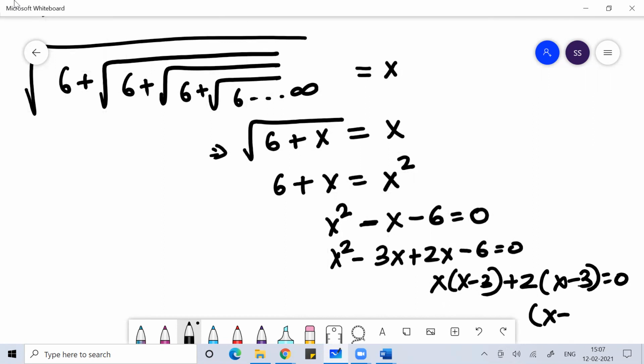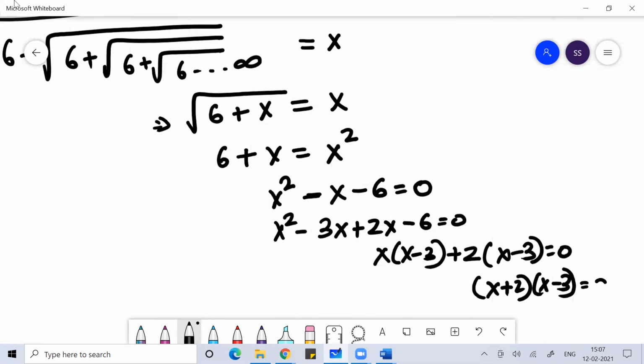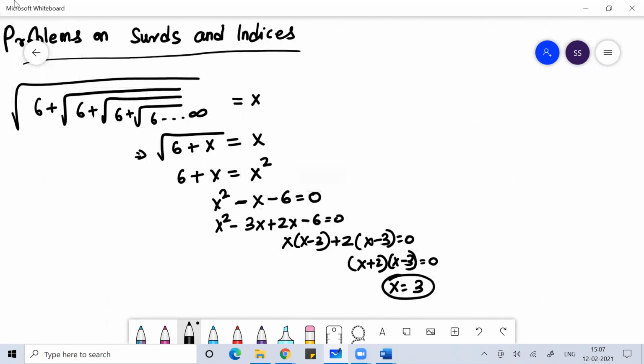So you know how to solve a quadratic equation. You'll get x plus 2 into x minus 3 equal to 0. So the values of x you'll get are 3 and minus 2. This way, if you solve the question, you'll get the answer x equal to 3. This was the way we learned in our school.